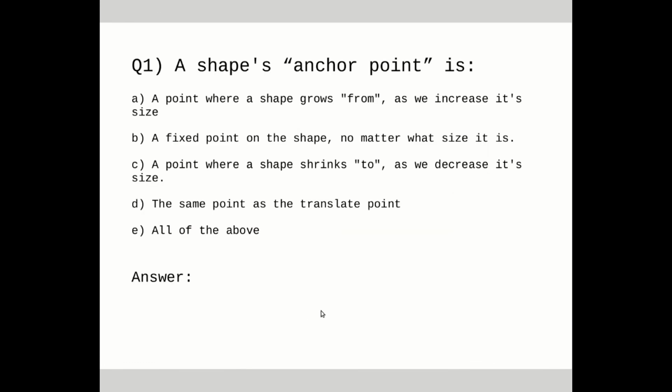A shaped anchor point is: A, a point where a shape grows from as we increase its size. B, a fixed point on the shape, no matter what size it is. C, a point where a shape shrinks to as we decrease its size. D, the same point as the translate point. E, all of the above.